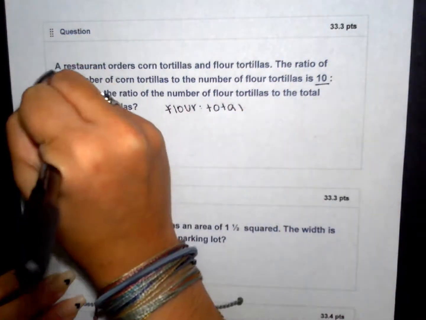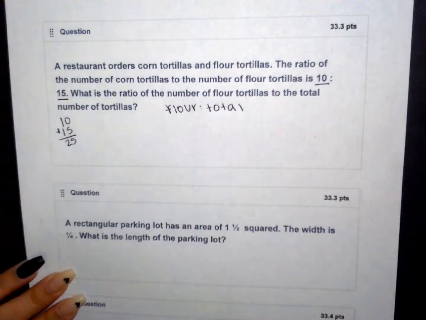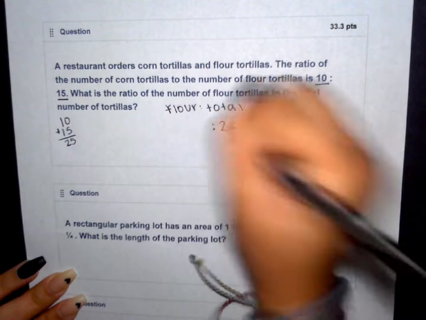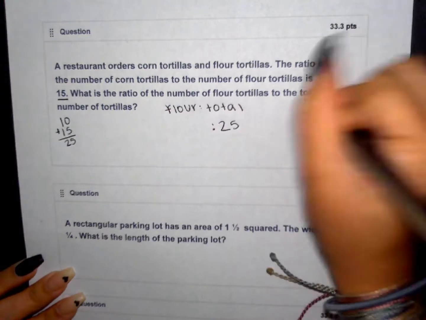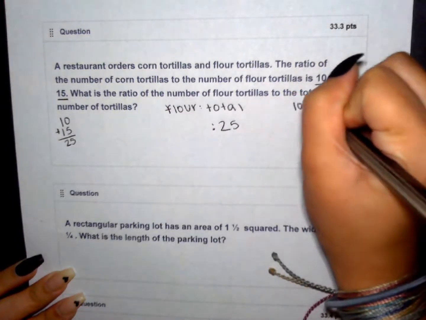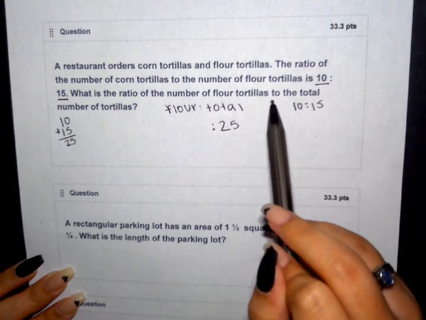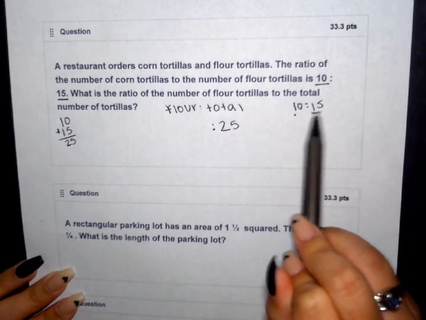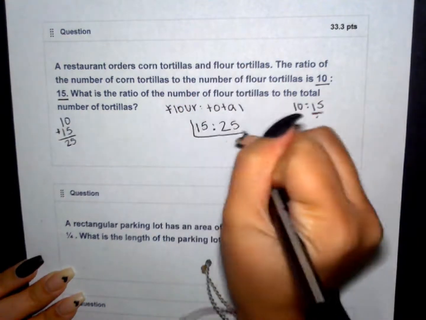So we're going to do that right here really quick. 10 plus 15 we know is 25. Okay, so we know that our total is going to be right here with our colon. And then we have to figure out the number of flour tortillas. When we look at this ratio, it's 10 to 15, right? And it says number of corn to flour. So that means this is corn and this is flour. So that means that our answer is going to be 15 to 25. Okay?